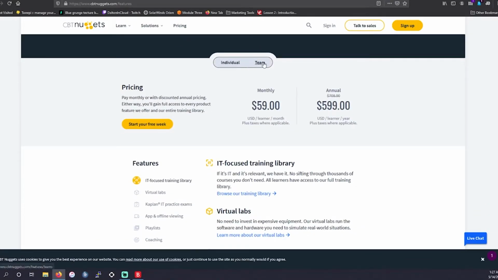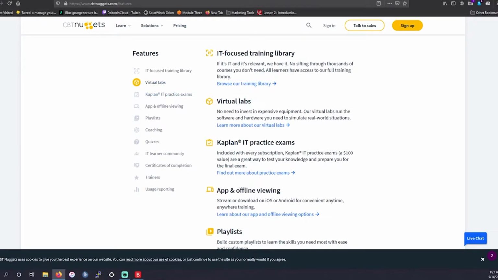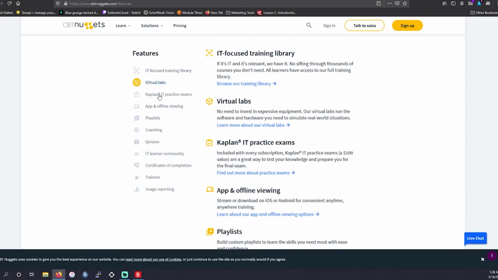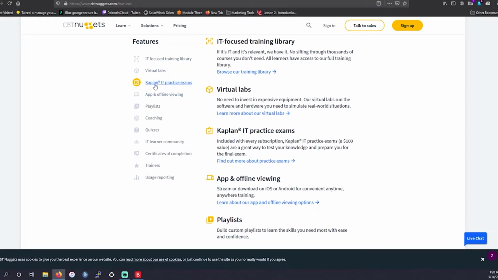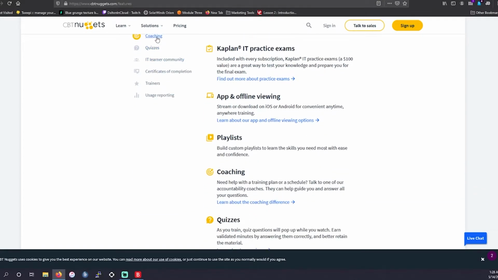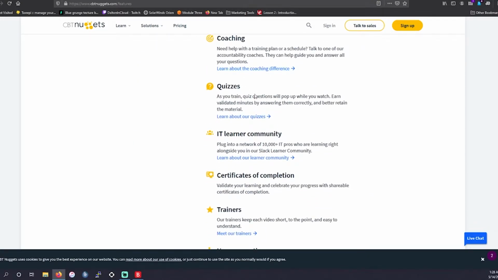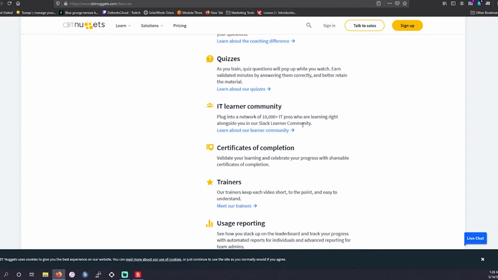It is more expensive, but you get all that education for this particular certification, and all the other certifications that you could learn from here. As well, you get Kaplan IT practice exams, which are sort of the industry standard at this point. You have playlists, personalized coaching, quizzes, and a community of engaged IT individuals who are learning with you and who have already taken certifications and still engage in the community. You have certificates of completion that are valid and you could represent on your LinkedIn profile until you actually get the certification you're going for.